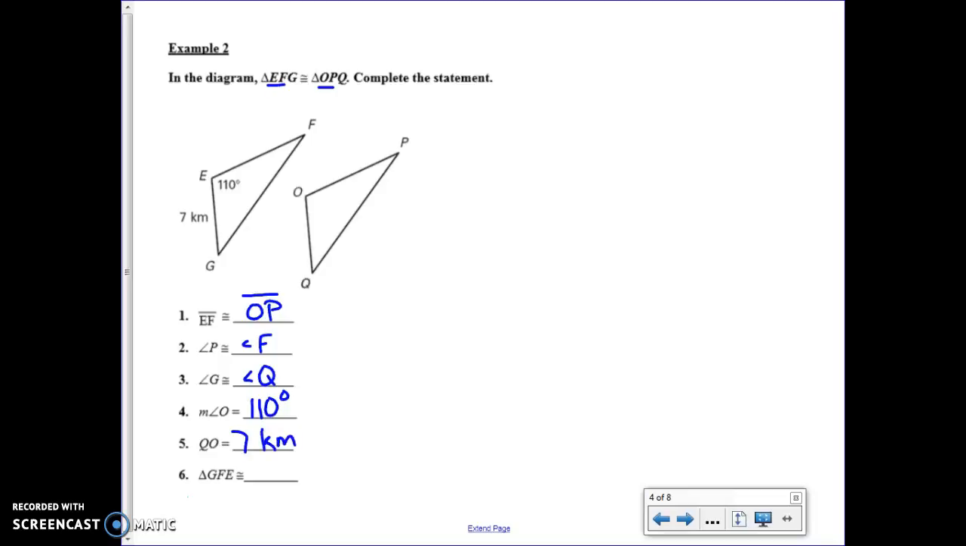Now this last one is our new congruent statement, triangle GFE. So we're switching up the order, but if I go GFE, I see that that matches up with QPO. So I'm going to put triangle QPO. If you look back up at your congruent statement, we just flipped that order. GFE is third, second, first. QPO is third, second, first as well. So two places you can check that.